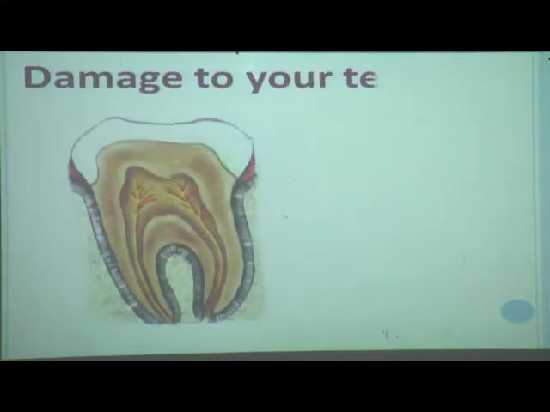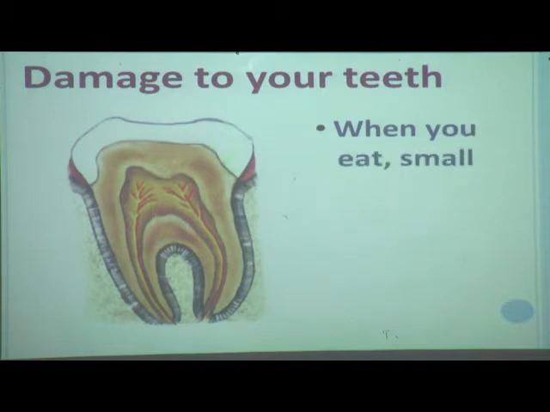Now we will see what things damage your teeth. When you eat, some small bits of food get stuck between the teeth.